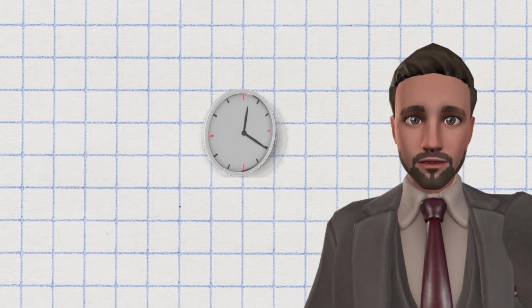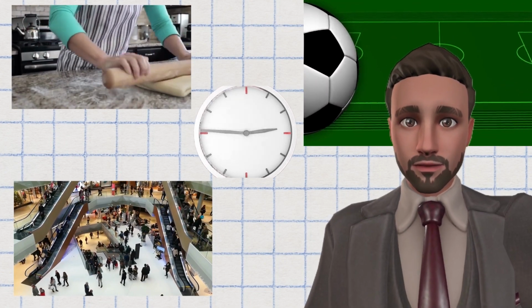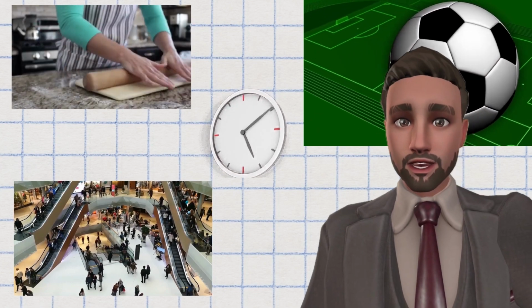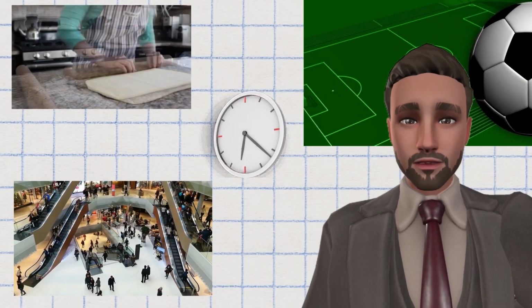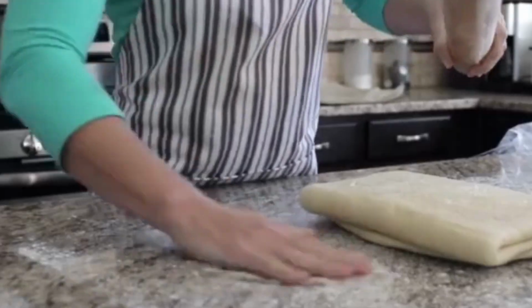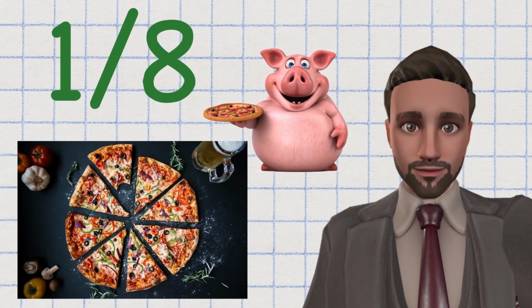Like I said, fractions represent a part of a whole. But why do we need them? In life, we often use fractions when looking at the time, going shopping, baking, in sports, and in food. It is important that we have a way to show when we want something or need something that isn't a whole. When we go shopping, you might see half-price clothing. In baking, you may say you need a quarter of a cup. And pizzas are always split into eighths.